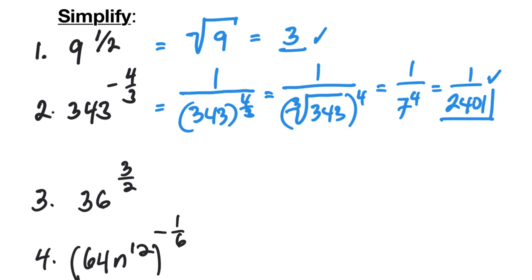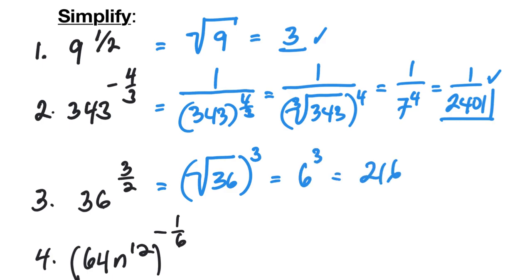Okay, 36 raised to 3/2 is the same as the square root of 36 raised to 3. Square root of 36 is 6. 6 raised to 3 is going to give you 216.